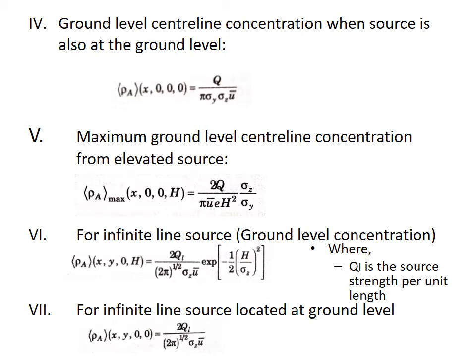Next, for an infinite line source located at ground level, that is in case of a traffic jam or something, the concentration of the pollutant A at x, y, 0, 0 is equal to 2 Q_L by (2 pi) raised to 1 by 2 into sigma z into u bar.